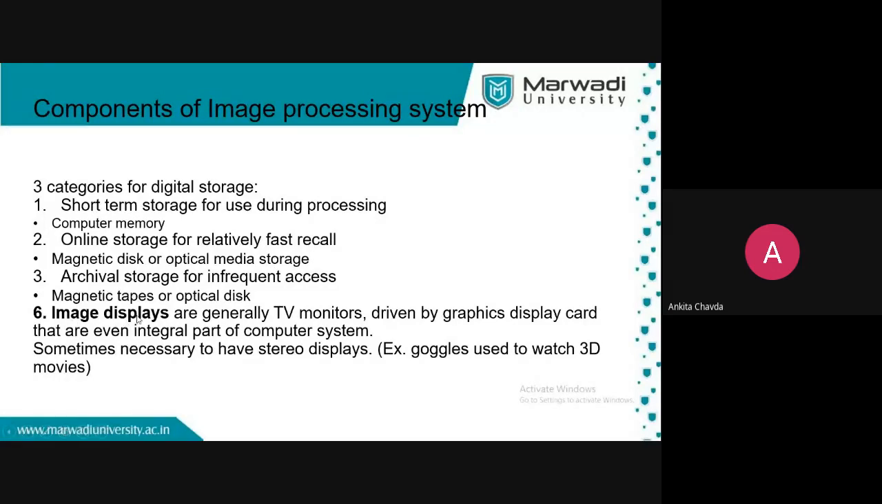Image displays are generally TV monitors driven by a graphics display card that is an integral part of the computer system. It's sometimes necessary to have a stereo display. You know that to watch 3D movies, a special kind of device is required, right? Those specs, goggles, that we use to watch 3D movies, are the stereo displays.